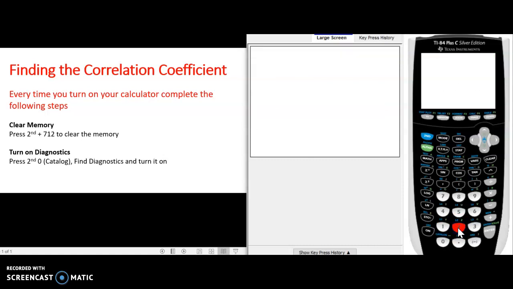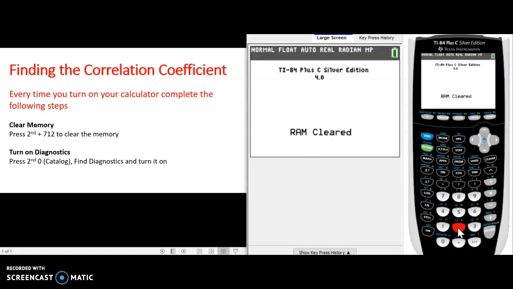712. This clears all your data, all your tables and StatEdit. It'll reset your window when you're graphing something. So don't just do that when you're starting your calculator or turning it on. You can do this when your window is messed up, you might have zoomed in too much and don't know how to get back to a normal window. You can press second plus 712 to clear your memory.